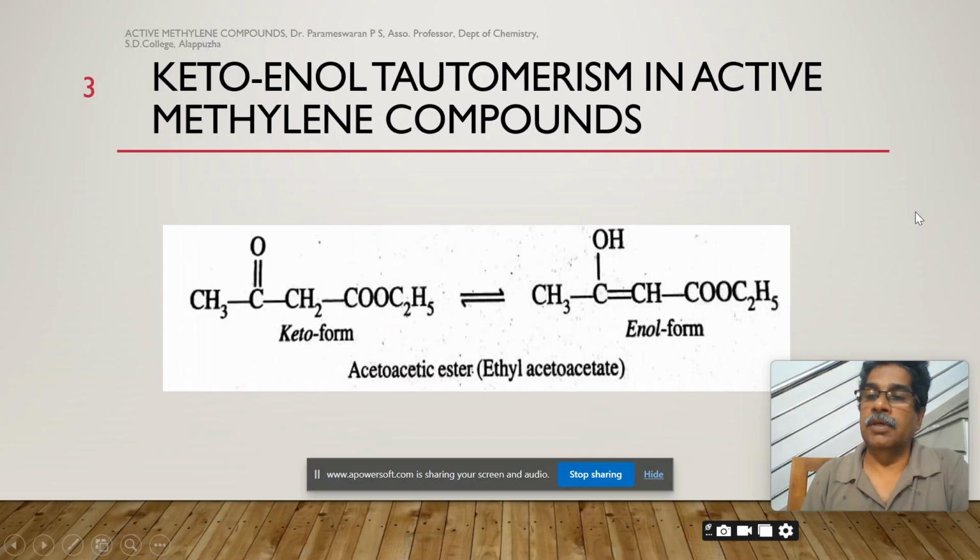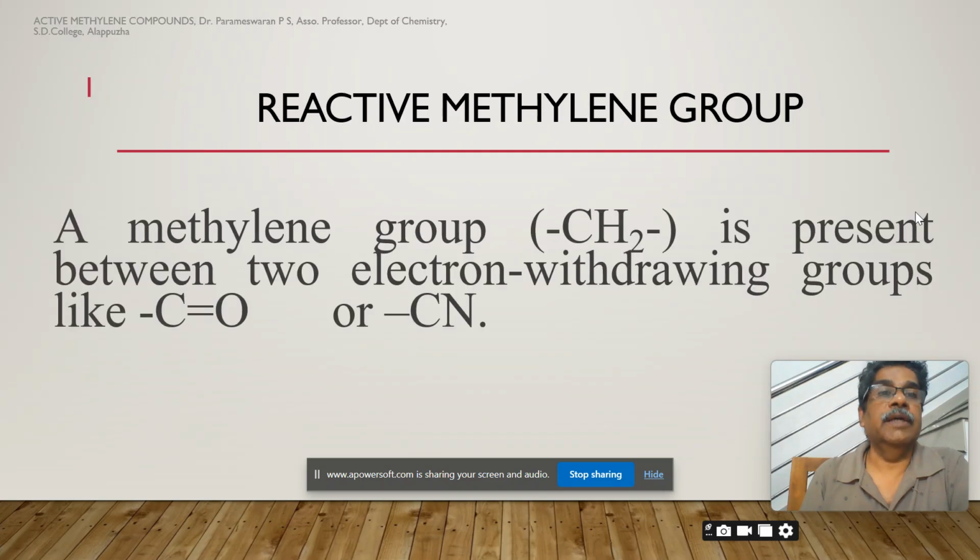So this is the last topic of the seventh chapter, organometallic compounds, then some organic reagents used for oxidation, bromination, etc. And the last one is active methylene compounds.